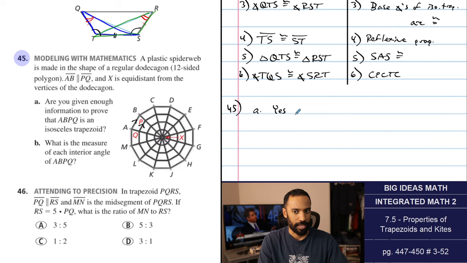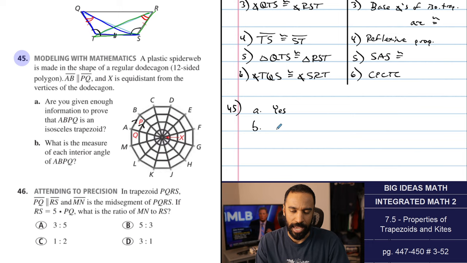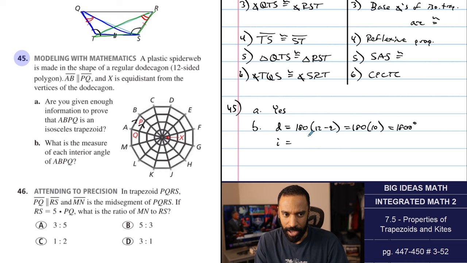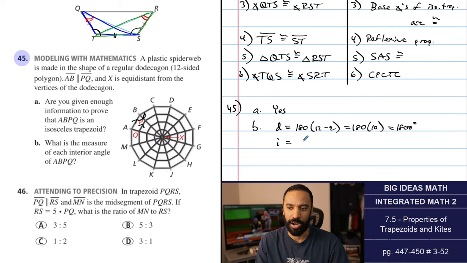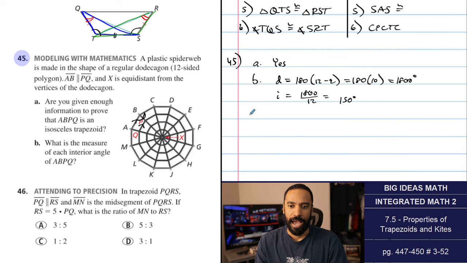What's the measure of each interior angle of ABPQ? So, let's start with the regular dodecagon thing. A regular dodecagon interior angle sum is 180 times 12 minus 2, or 180 times 10, which is 1800. And each interior angle, which I can only imagine is bisected with this equidistance thing, measures 1800 divided by 12, which I think is 150 degrees. Now, measure of angle B would be 150 over 2, which is 75 degrees.